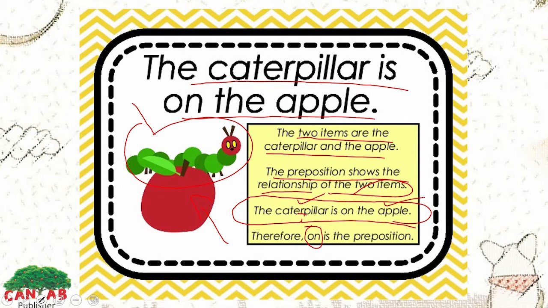Caterpillar and apple are the nouns, and there is a relationship between them, and it also shows the direction of the two nouns. On आपका क्या है? preposition हो गया. ये relationship को show कर रहा है between two nouns, और direction को भी show कर रहा है कि caterpillar जो कि noun है वो किधर है. It's on the apple. You can see here. So here the on is a preposition.